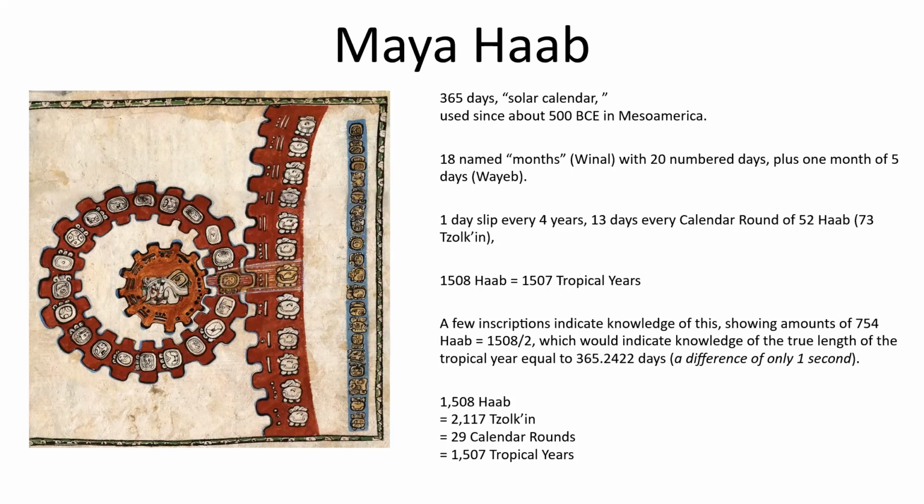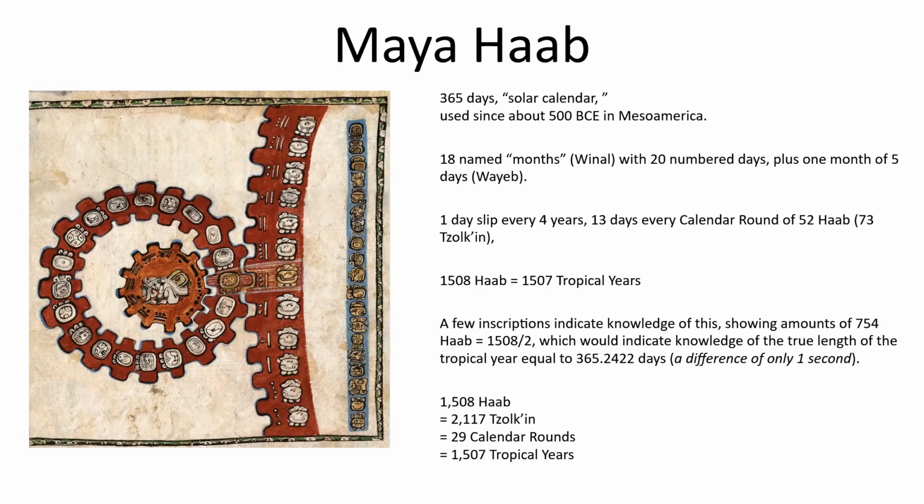Now, 365 is, of course, close to what the tropical year is. The tropical year is 365.2422, if you recall. And that means that the Maya calendar is going to slip. Every 4 years, it's going to get 1 day off. And the Maya often keep track of time using both the Haab and the Tzolk'in calendars together, and those two things cycle together. Every 52 Haabs is equal to 73 Tzolk'ins.